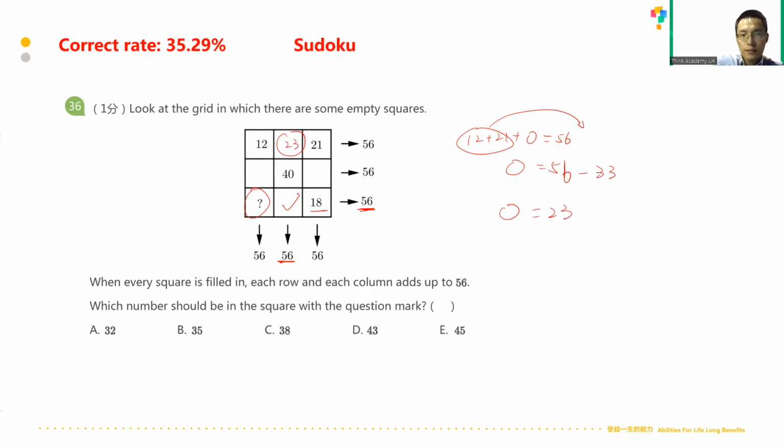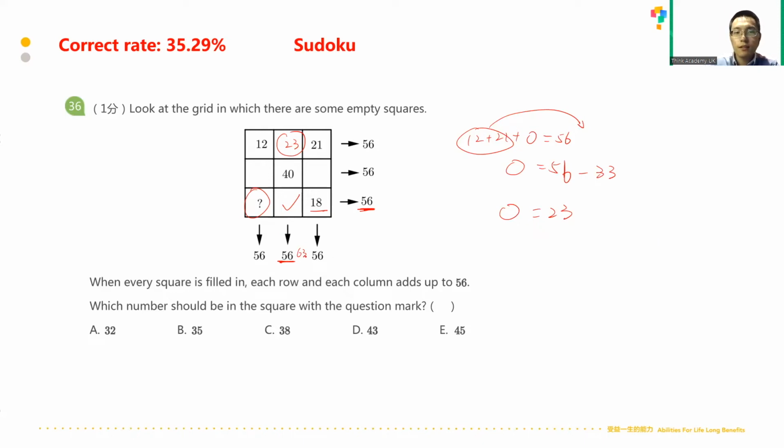And then to find the tick, most students made a mistake here because they haven't thought of the possibility of adding a negative number, because we see 23 plus 40 is 63. 63 is larger than 56. How can we add a number and become smaller? So here is the possibility: we can add a negative number.